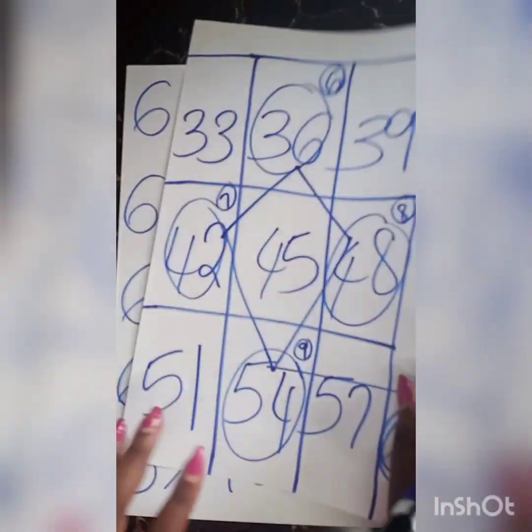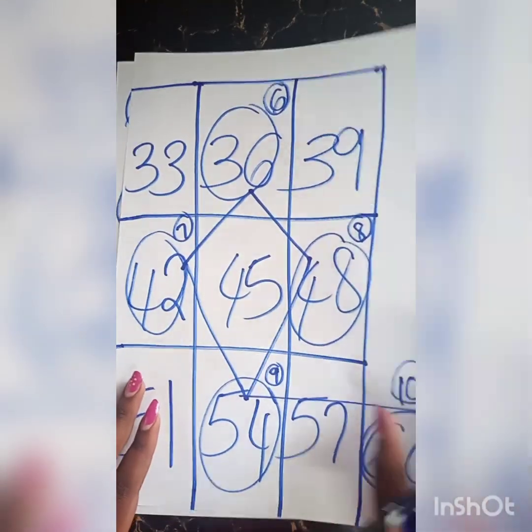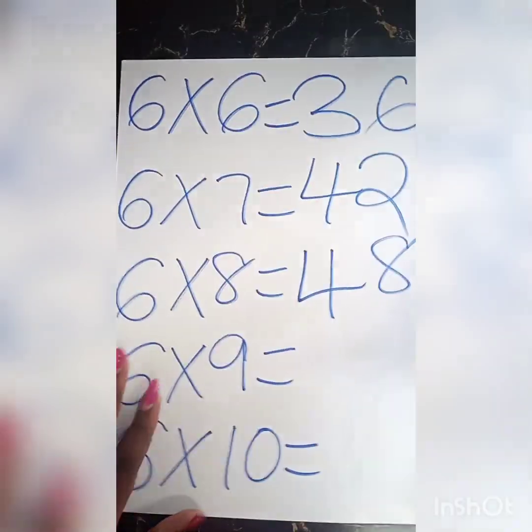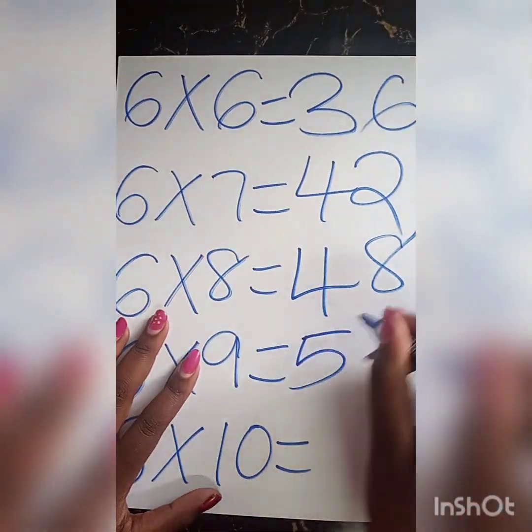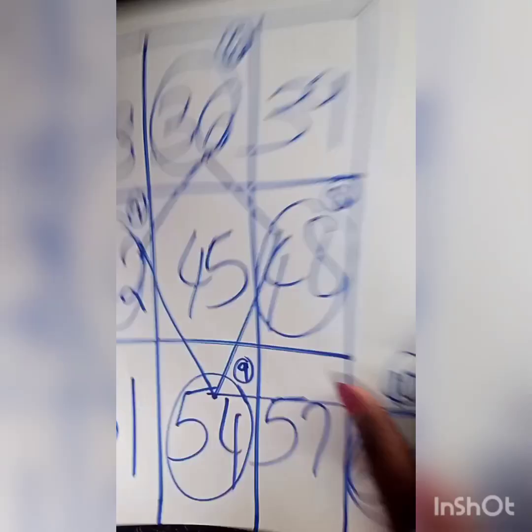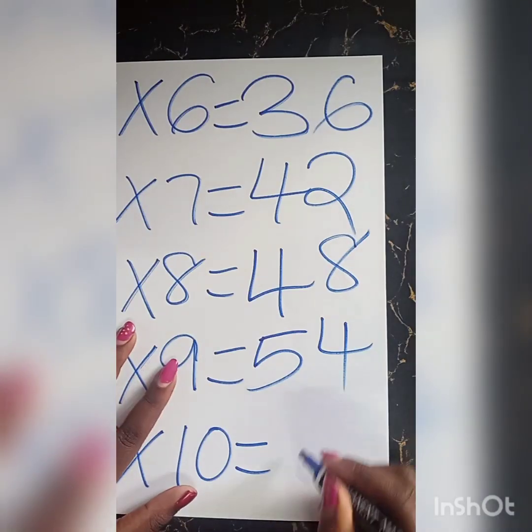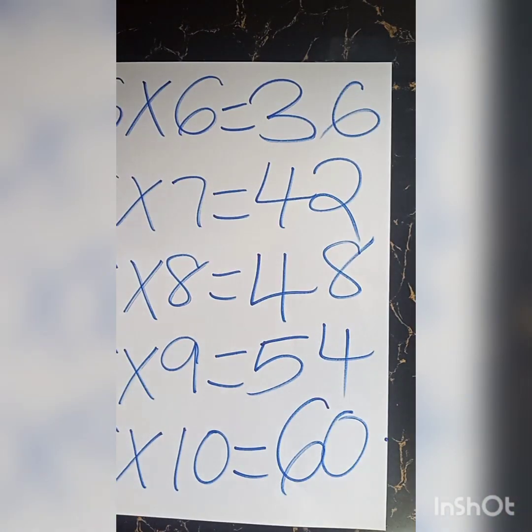The same order we've been following since we started these tricks. 6 times 9 is 54. And last but not least, 6 times 10 is 60. Are we together? And just like that, we have our table 6. That was quite easy and fun, right? So keep doing this until it becomes second nature.